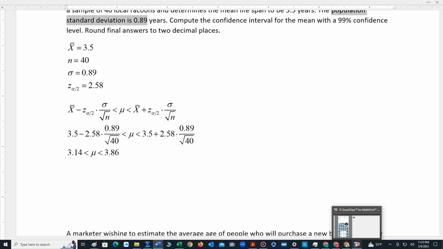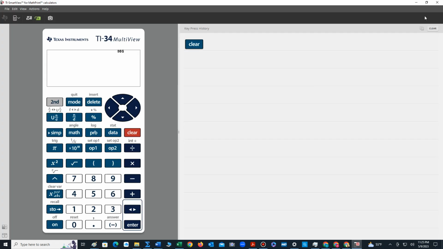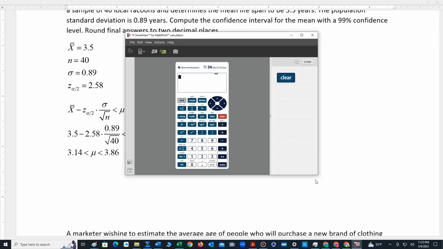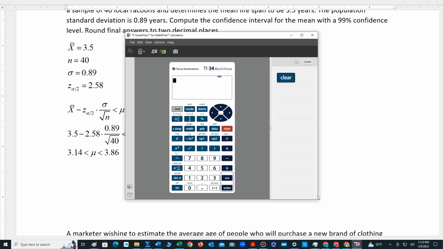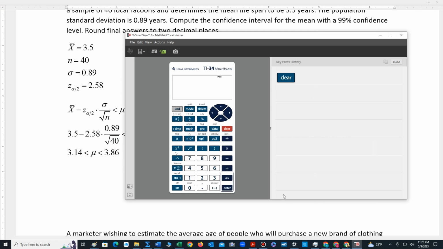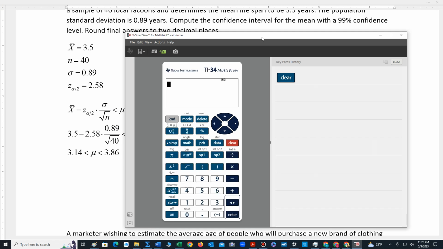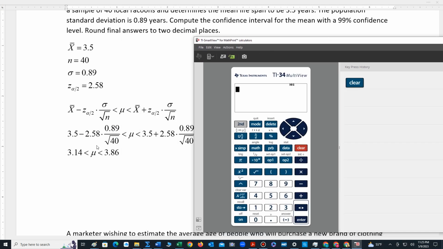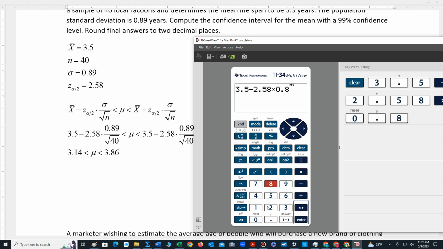So I will go ahead and use my calculator to type in the value. Let me just enlarge the calculator a bit. So we have 3.5 minus 2.58 times 0.89 divided by the square root of 40.